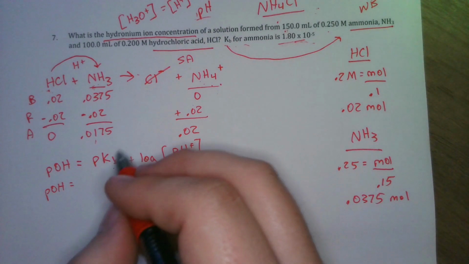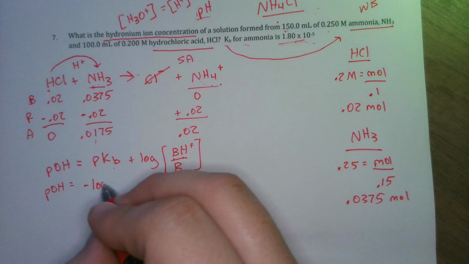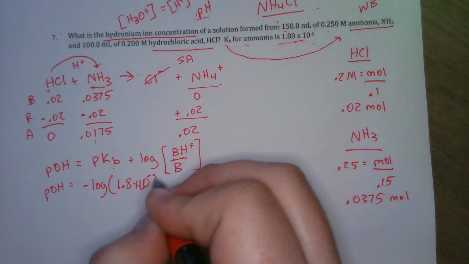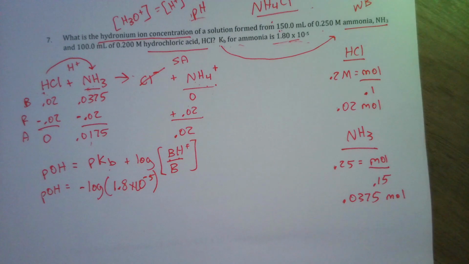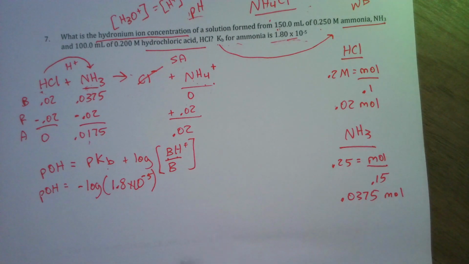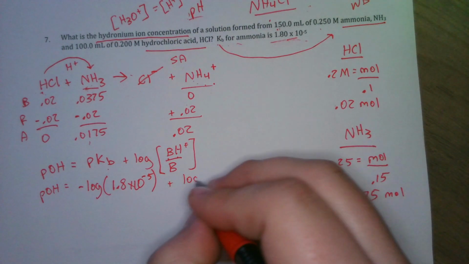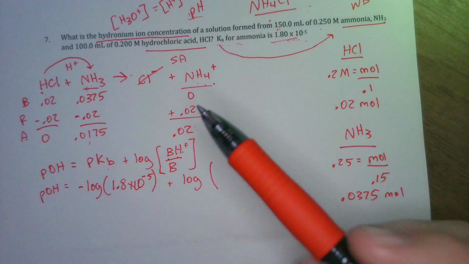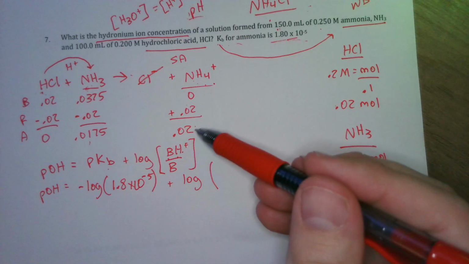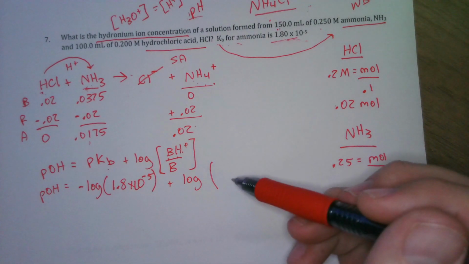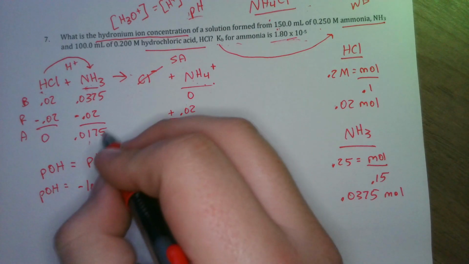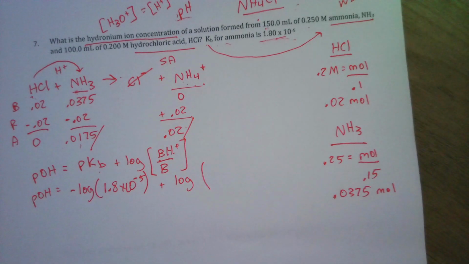The pOH equals pKb. By a weird coincidence, ammonia is also 1 times 10 to the negative 5, just like acetic acid is. So we use this number all the time for some reason. Plus the log of my BH concentration. Wait, what did I leave off? These are concentrations. This is still just moles. Like I said, you can plug it in and get the exact same answer, but let's be thorough. Convert both of these to molarity.